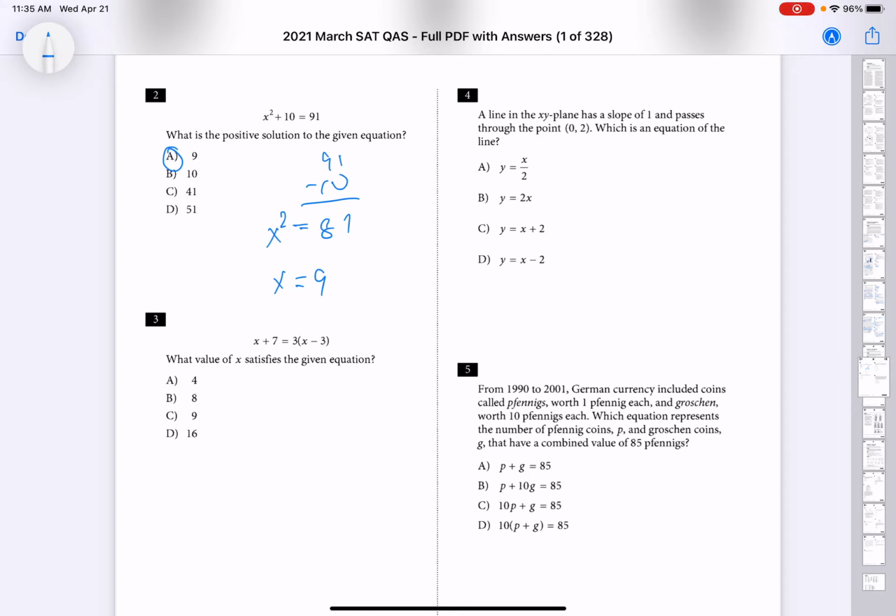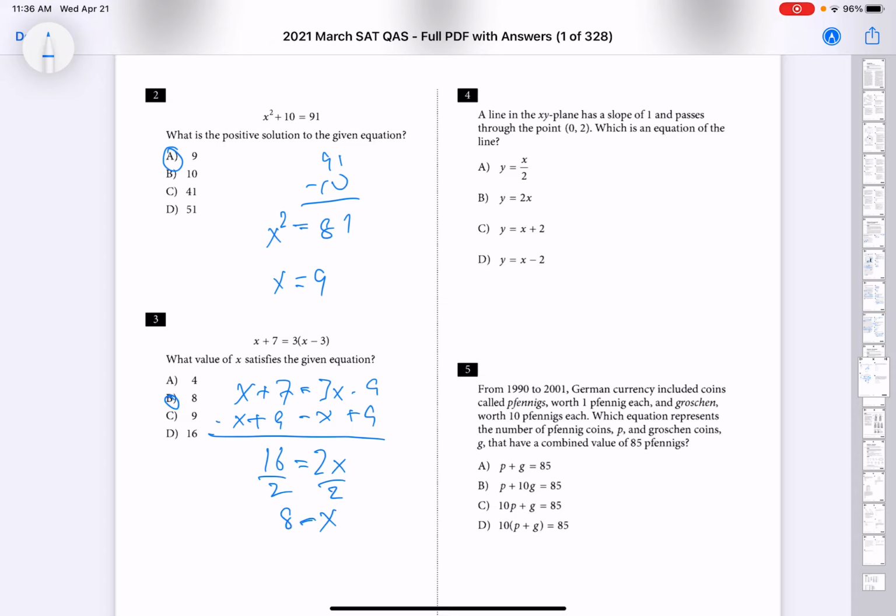For number 3, what value of x satisfies the given equation? So you want to solve for x. Can we just guess it over here and just solve it real quick? All right, I'll solve it. x plus 7 equals 3x minus 9. Minus x on both sides, plus 9 on both sides. 2x is equal to 16, divided by 2. x is equal to 8 for number 3.